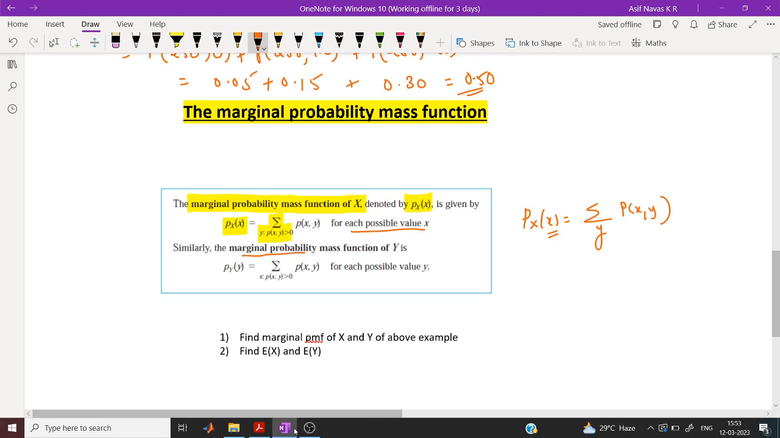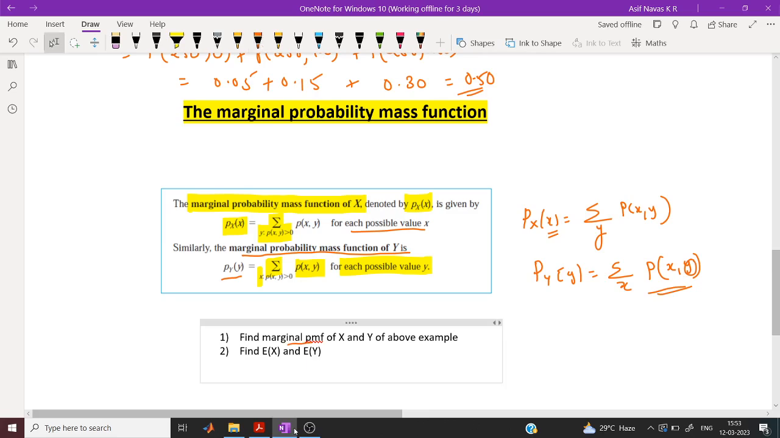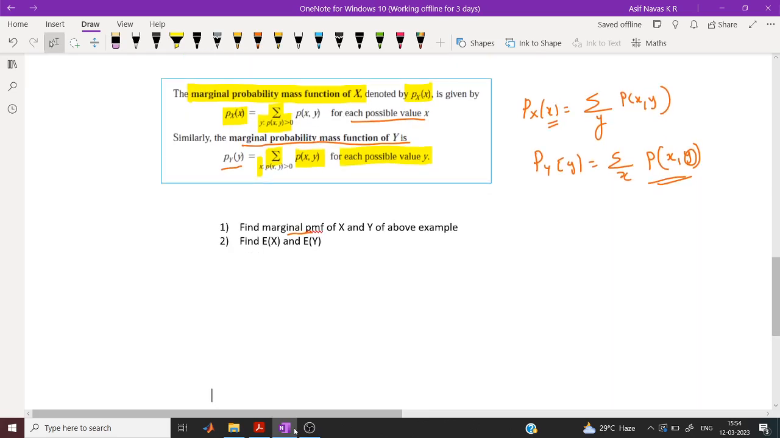Similarly, the marginal probability mass function of Y is Py of y, which equals the summation over x of p of xy for each possible value of y. So we fix y and vary x. Here we have to find the marginal probability mass function of X and Y for the above example.